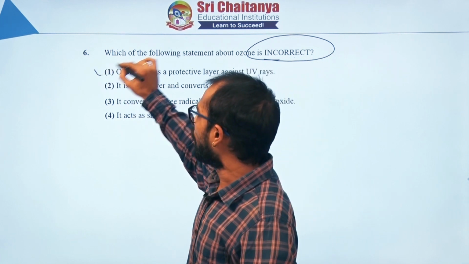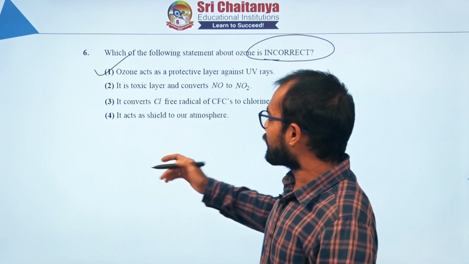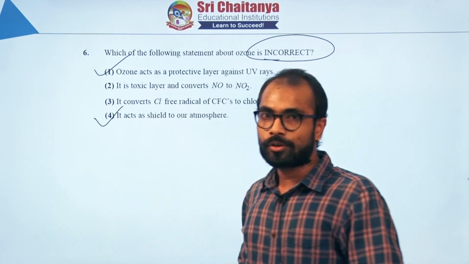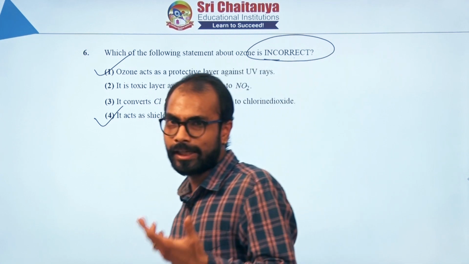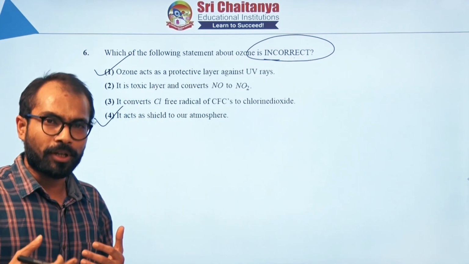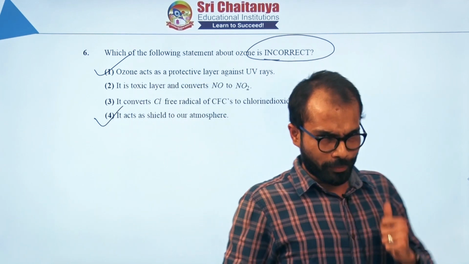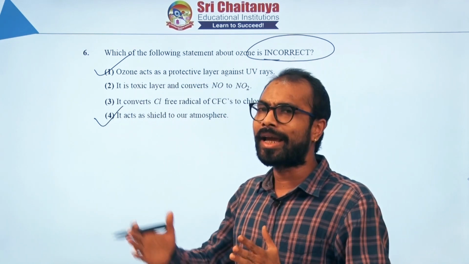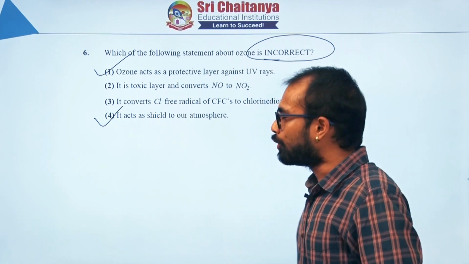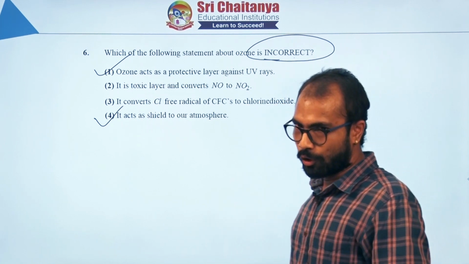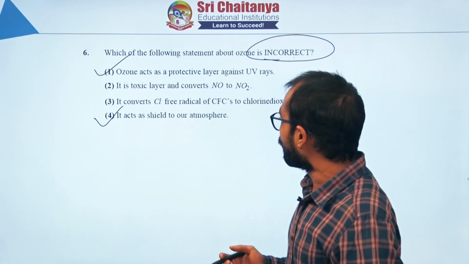So the first statement, you know it is correct because it protects us, right? If it protects us, it acts as a shield. So the fourth is also correct. So I am left with only 2. Now if I select one out of the 2, my chances are 50% to be correct. So this is not a guesswork, but a calculated guess. You go by elimination, you eliminate as much as possible and then you make a calculated guess if you don't know. But here, let us see the detail, what is the chemistry with ozone.